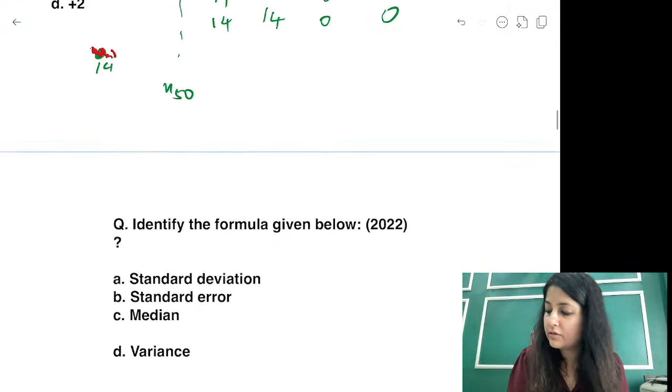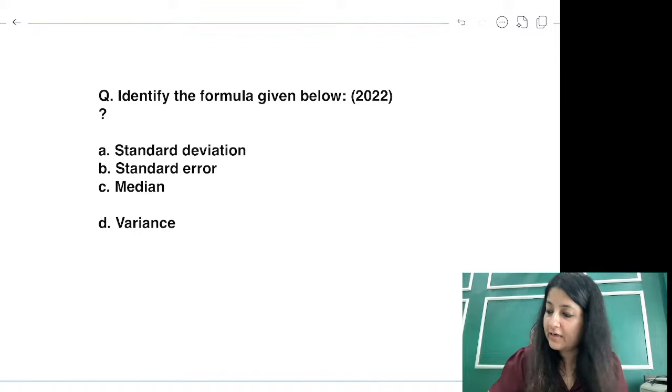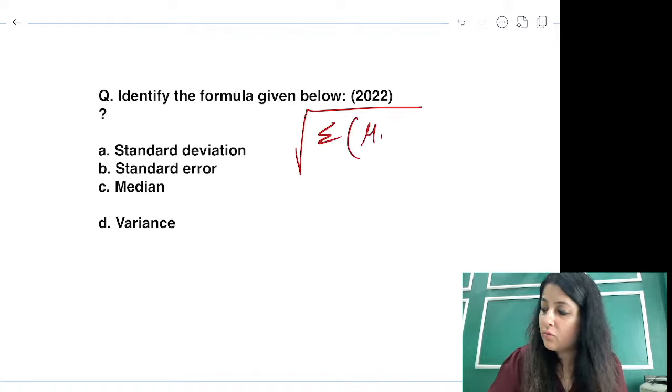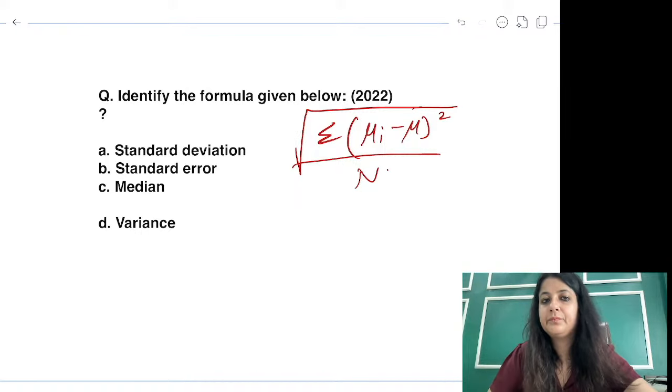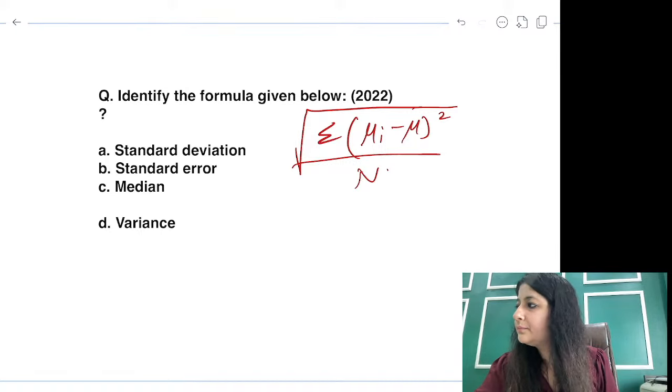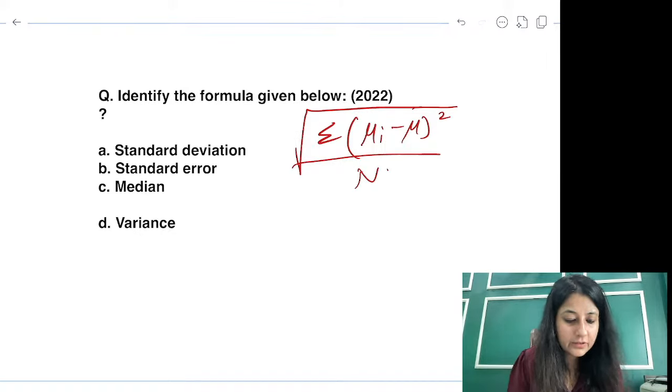Did you all understand this question? Okay. Identify the given formula. Sorry, I have not written the formula. The summation of mu i minus mu whole square by n. Whose formula is this? This is a PYQ INI-CT, but we will be revising all the formulas over here. It could come for you also. So what is this answer? Good guys. Very good. ठीक है. What is the answer?